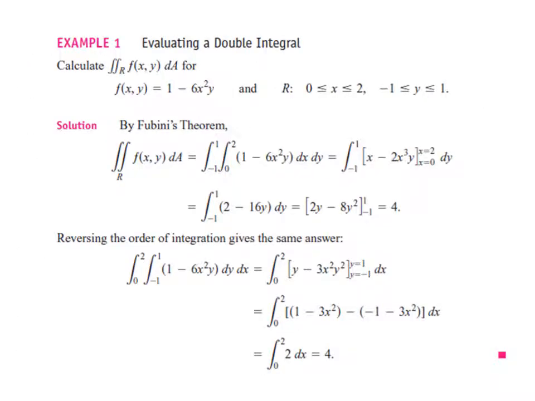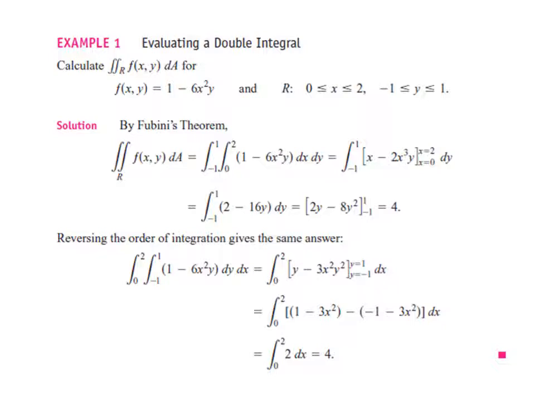Let us take one example. Calculate the integral over R of f(x,y) dA, where f(x,y) is equal to 1 minus 6x squared y, and the region R is x varies from 0 to 2 and y varies from minus 1 to plus 1. The x limits and y limits are constant limits. Therefore, the order of integration is immaterial here.